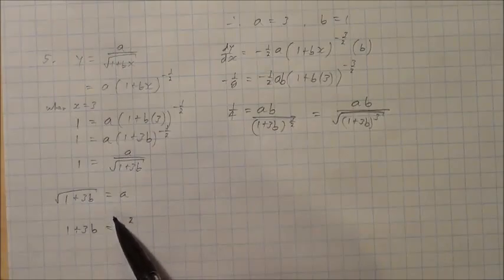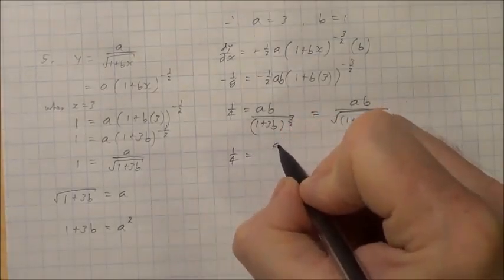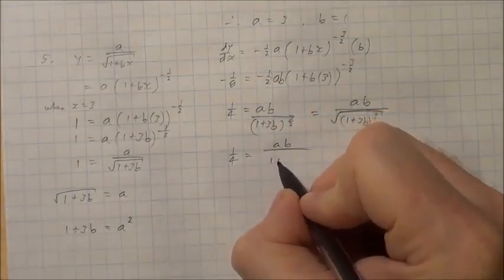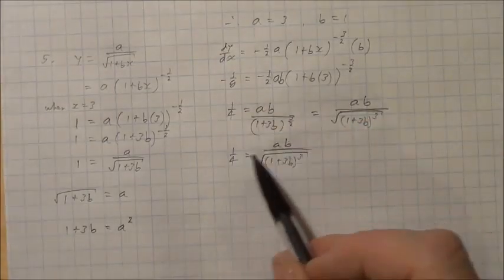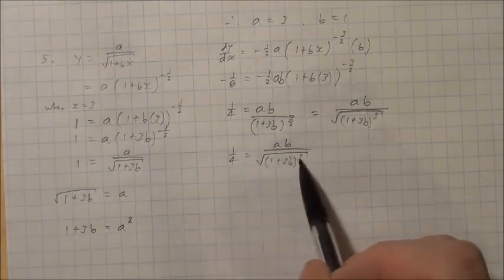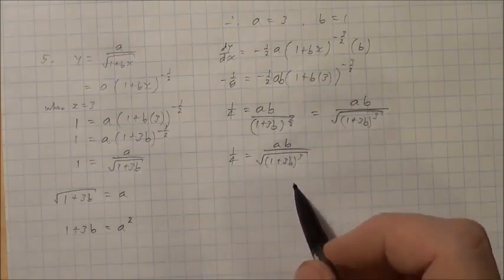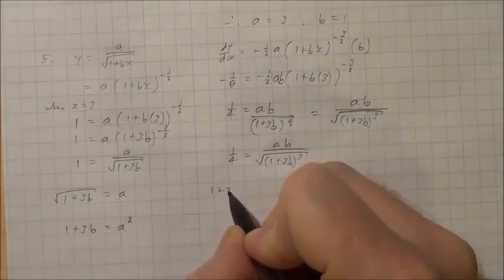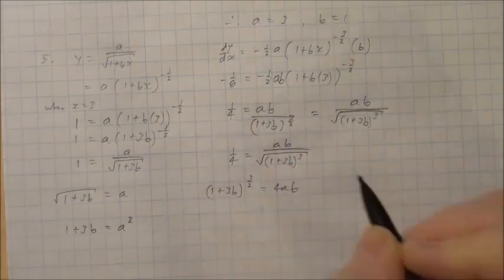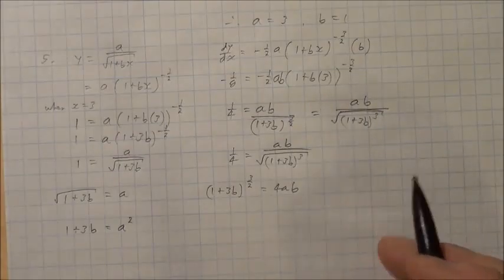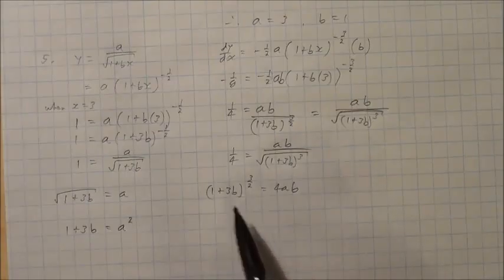And over here, I've got 1/4 equals ab over 1 plus 3b all cubed, the square root of that. Maybe I can multiply both sides by 4 and then multiply both sides by the square root function so we can get rid of that denominator. So I've got 1 plus 3b all to the 3/2 equals 4ab. And then, what else can we do with this?